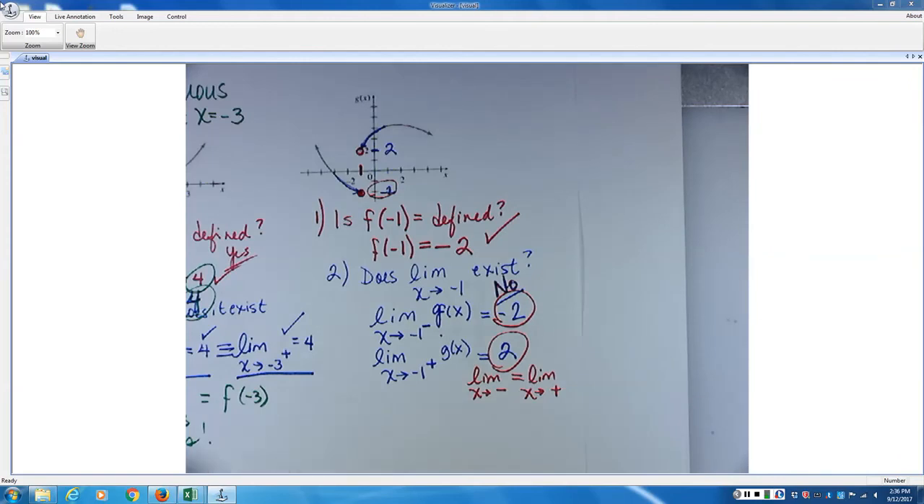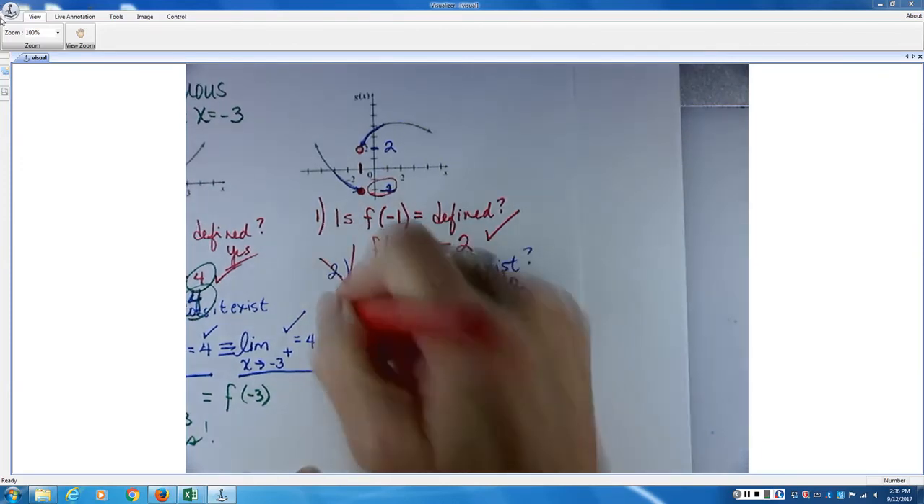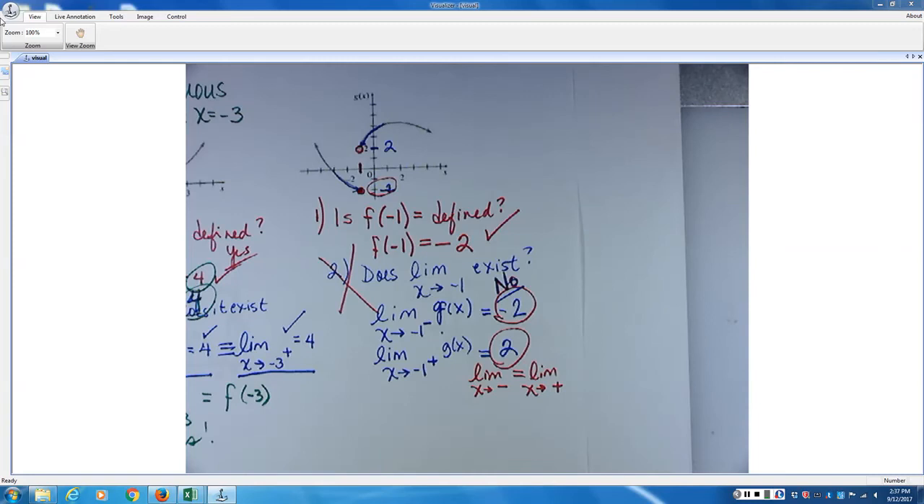Now, do I even need to go on to the next step? No, I do not, because I already failed right there. So you go through the steps in order. If step 1's a check, go to step 2. If step 2's a check, go to step 3. But if you fail at step 2, stop. You've already proved that it's not continuous. You don't have to check all 3 steps every time. The first one it fails says the answer is no.